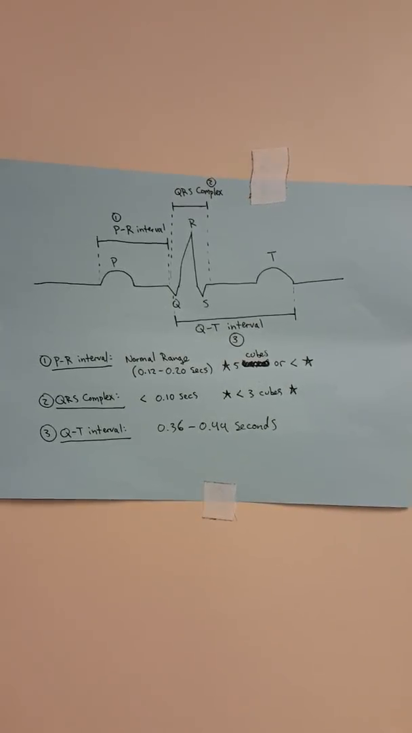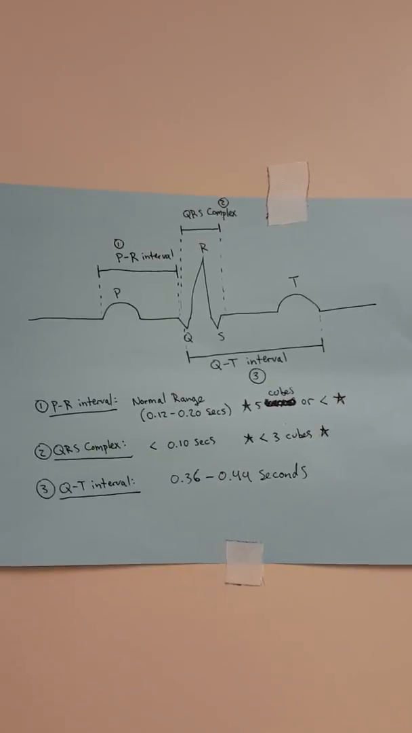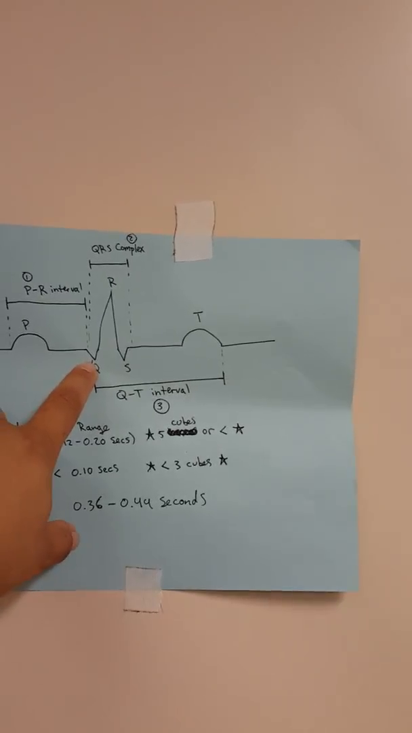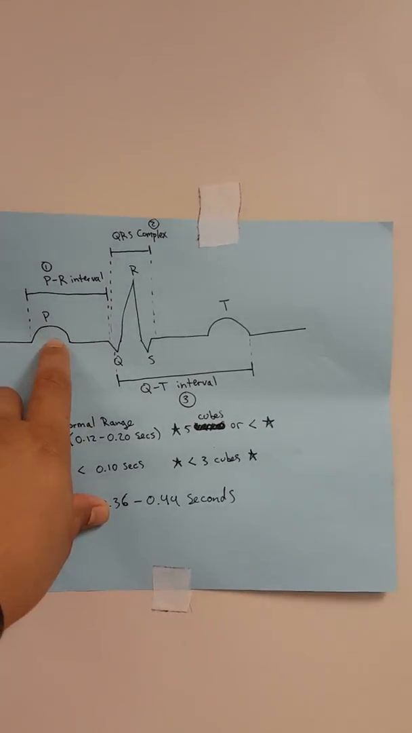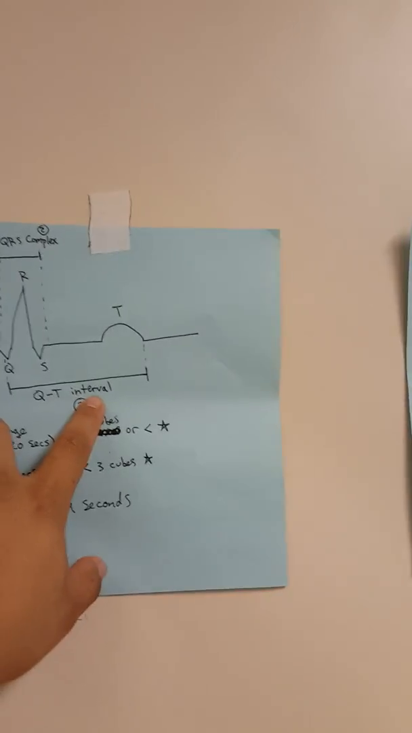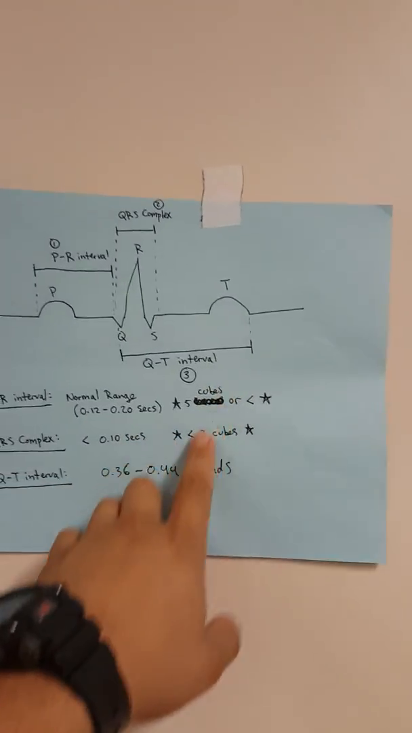Okay, here are some numbers that are important, and some intervals as well. This here, from the start of the P wave to the start of the QRS complex, is your PR interval. Okay, so atria contraction to ventricular contraction. There's a QRS complex, ventricular contraction. QT interval, which is ventricular contraction to ventricular repolarization, the end of the T wave.